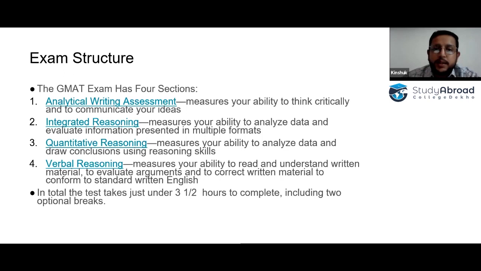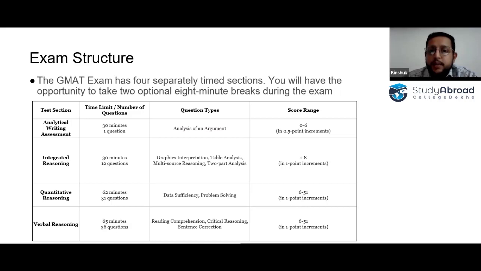The entire test duration is 3.5 hours. Basically in the analytical writing section, you have 30 minutes and one question. You'll get an analysis of an argument and you're scored in the range of 0 to 6. Integrated reasoning has 30 questions in 12 minutes. So what are the types of questions there? Graphics interpretation, table analysis, multi-source reasoning, and two-part analysis. Again, the point increment is 1 to 8. Here, it is good to note that.